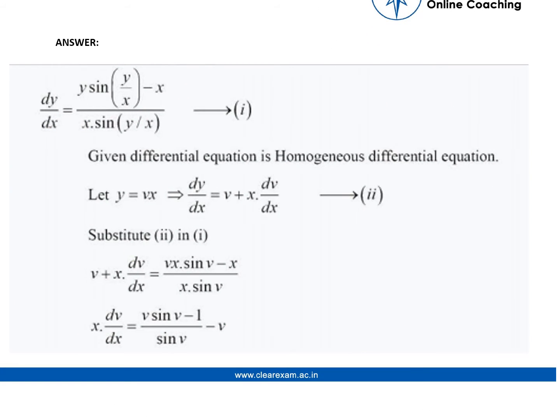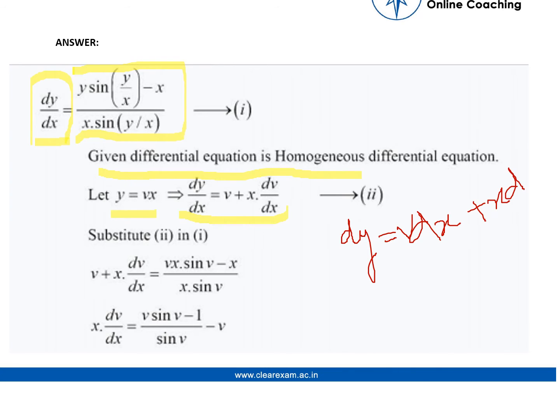Here we have dy/dx equals to, it's the same equation, we've just rearranged it to get dy/dx separately. Now using the homogeneous differential equation, we know that y = vx, and then differentiating on both sides we get dy = v dx + x dv. It's the same form, we've just written it differently.